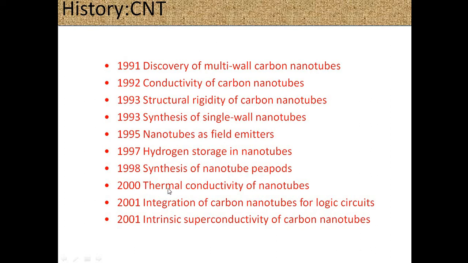In 2000, the thermal conductivity of nanotubes was observed. In 2001, integration of carbon nanotube for logic circuits was developed. This was another good invention from the application point of view. Then in 2001, intrinsic superconductivity of carbon nanotube was observed. So these are the development progresses of carbon nanotube, and in this way carbon nanotube has evolved.